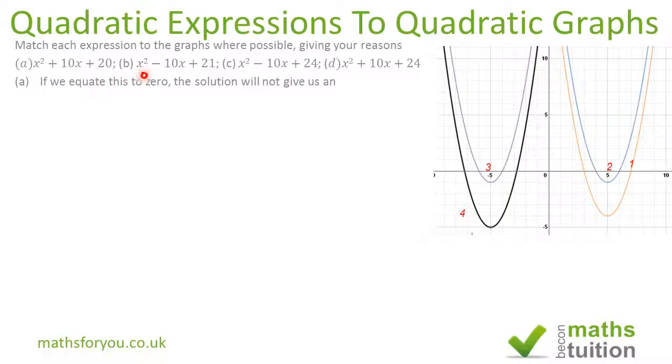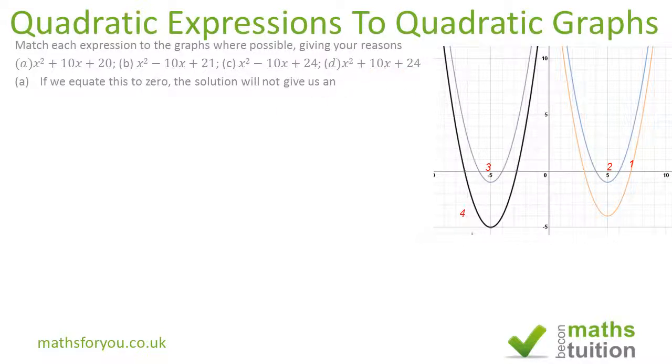For expression B, the factor pair to give us 10 is -3 and -7. And for expression C, the factor pair is -6 and -4, because -6 plus -4 will give us -10. And for expression D, the factor pair will be 6 and 4, because 6 plus 4 will give us 10.